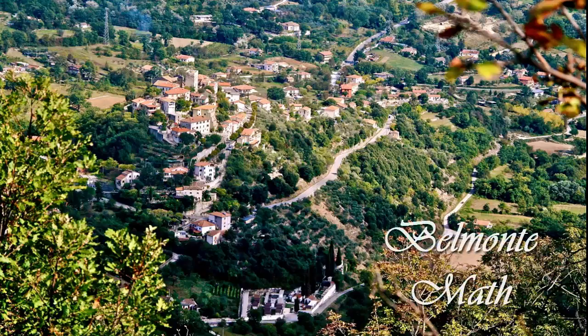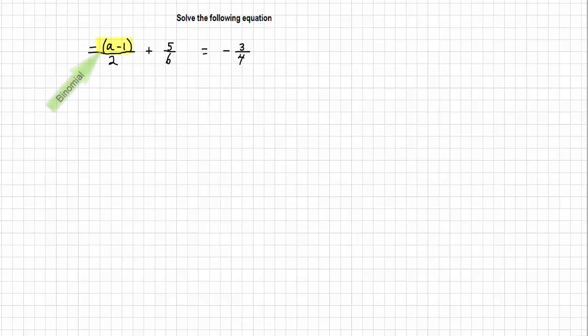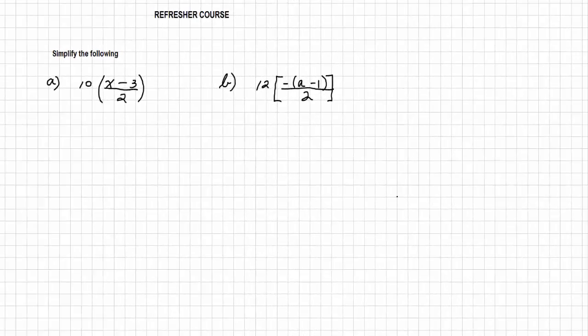In this lesson, I'm going to demonstrate how to solve linear equations that have both binomials like a minus 1 and fractions, such as the ones you see on your screen now. Before we do this, however, I want to do a little refresher course on simplifying some binomial fractions by multiplying them by a constant. In the first example here, we have 10 bracket x minus 3 over 2.